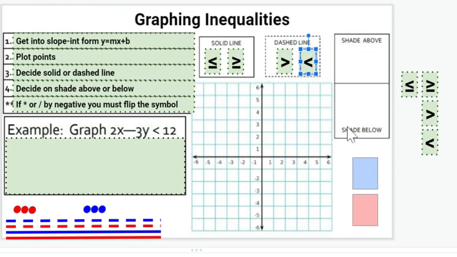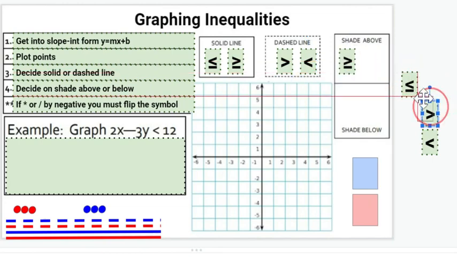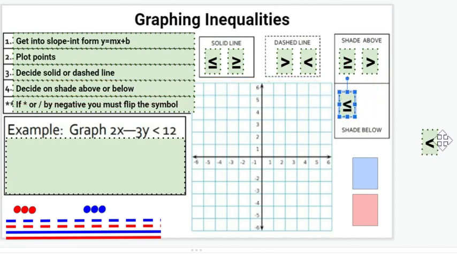Okay, then we have shade above and shade below. So, and this should seem kind of obvious, shade above is greater. So we'll use the greater than or equal to symbol and also just the greater than symbol. So that's when you shade above because it's greater. And then shade below is when it's less than or equal to or just less than. Shade below if it's less. Makes sense. Above is greater, below is less.